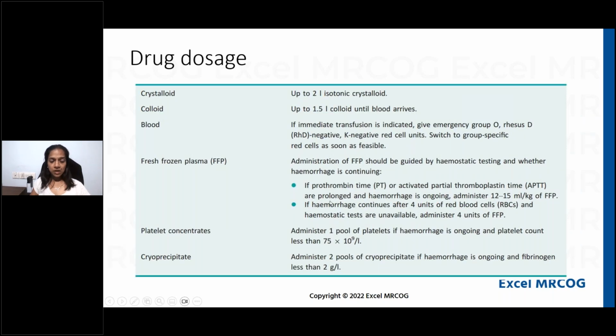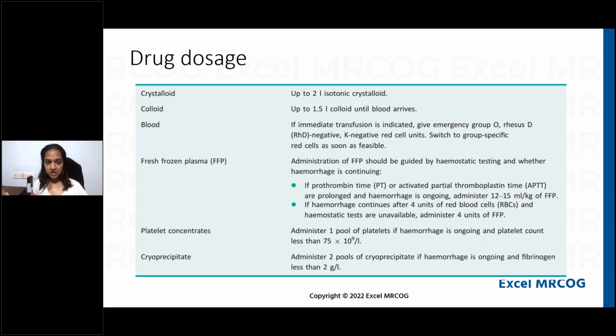Okay, so just to elaborate a bit on the fluid therapy, first you start crystalloids, 2 liters, isotonic, followed by colloids, provided the blood has not yet arrived. If the blood arrives, you start blood. That's the dictum. Then if immediate transfusion is indicated and you do not have a cross-match sample, then you can have O negative, rhesus negative, K negative red cell units transfused.